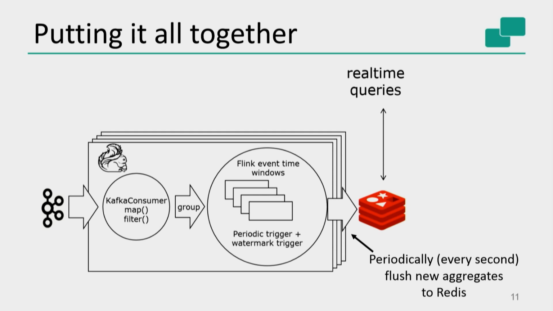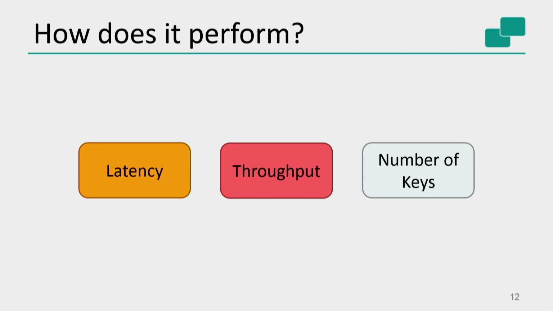So let's actually look how well it does. Looking at how well it does, we're going to look at three dimensions: latency, throughput, and the scalability with respect to how many aggregates we are actually looking at.